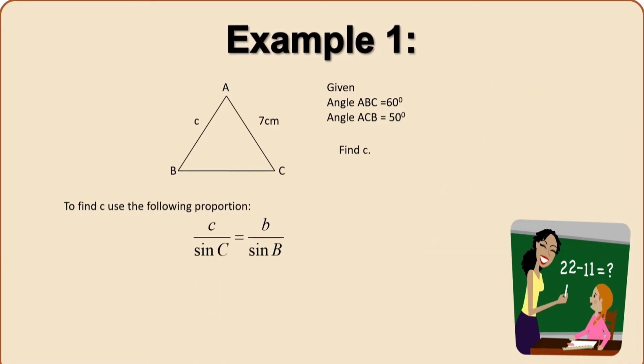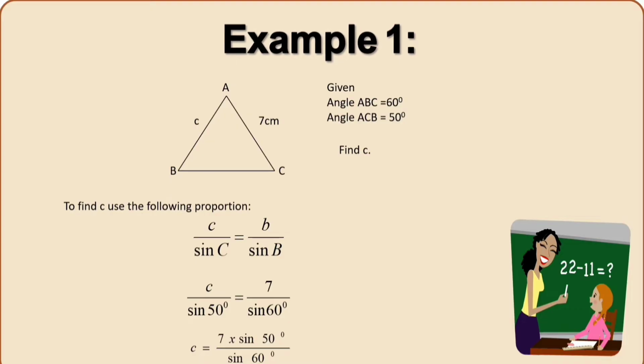To find side c, use the following proportion: c over sine C is equal to b over sine B. Now we have c over sine 50 degrees is equal to 7 over sine 60 degrees. To compute for the side c, we have 7 multiplied by sine 50 degrees over sine 60 degrees. And to simplify this, side c is equal to 6.19 centimeters.